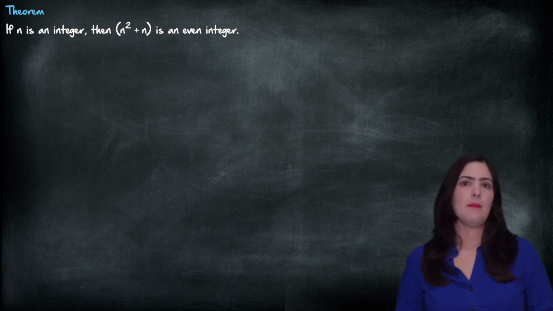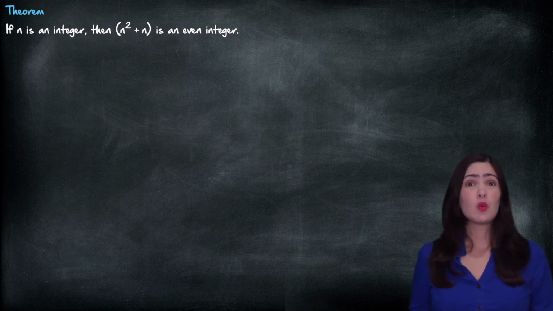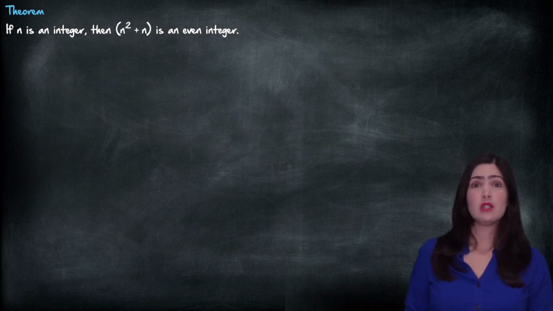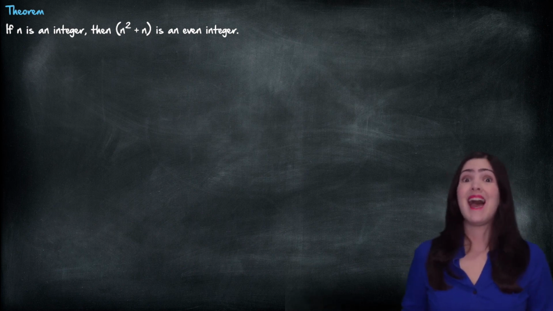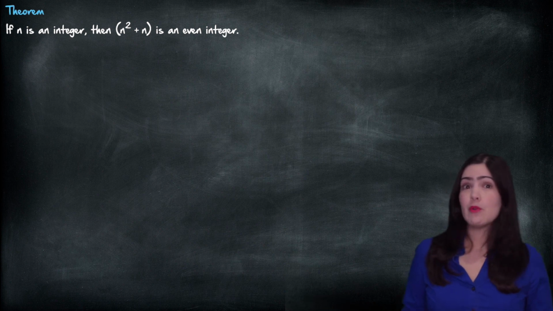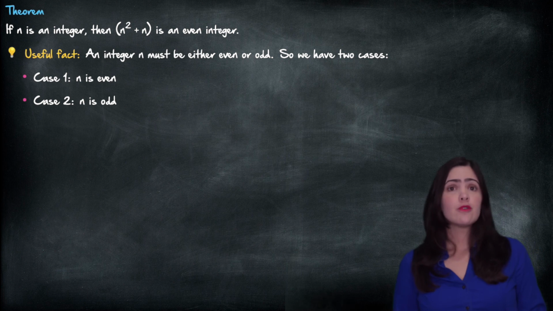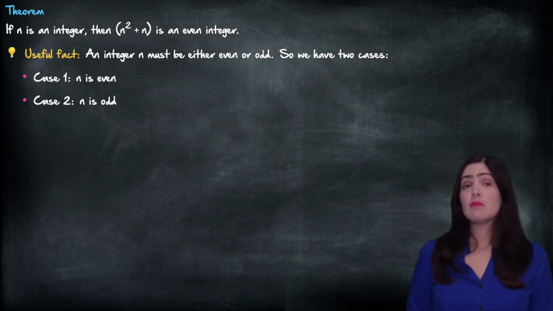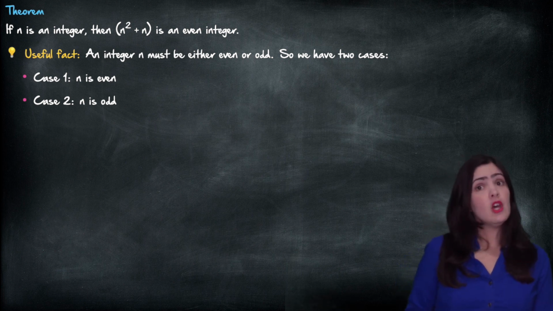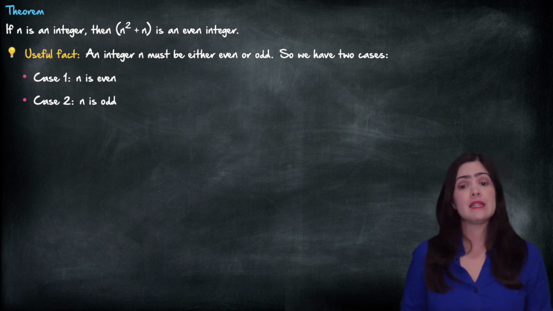an even number. Well, if we just start with an arbitrary integer, I don't have much to work with, and it's going to be very difficult to go from there to the fact that n squared plus n has to be even. But there are some things that I know about integers that I can use to my advantage. And a very useful fact is that an integer must be either an even or an odd number. And those are the only two possibilities.